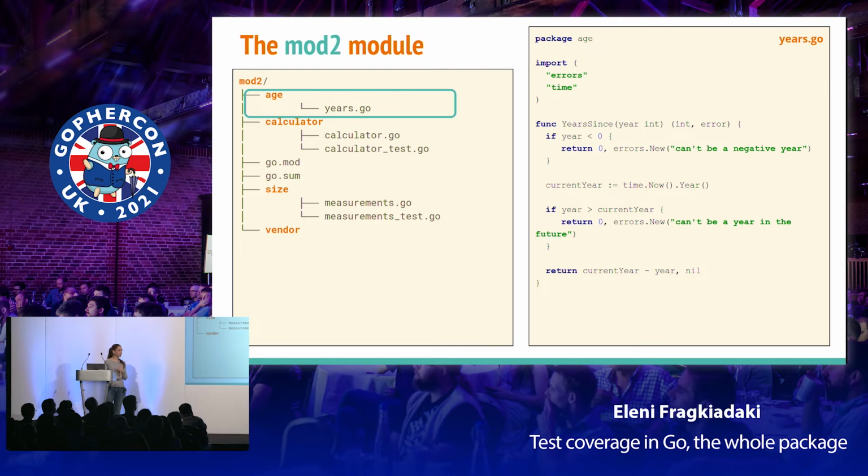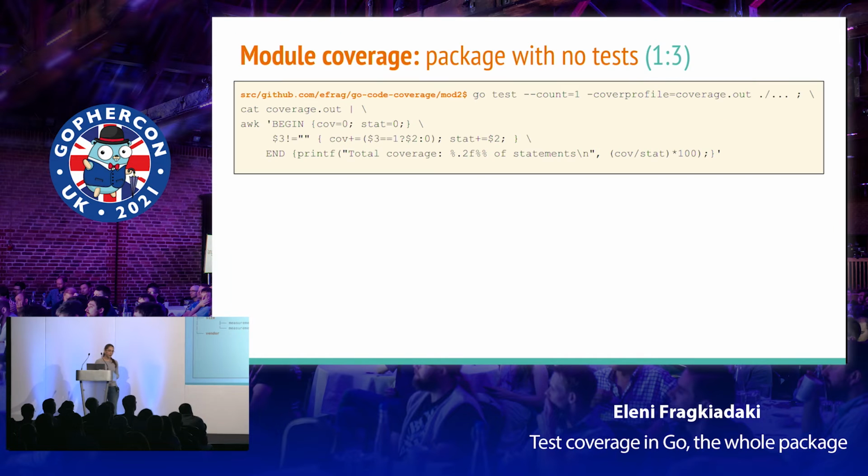Years.go has only one function. It calculates the years since a particular number that we assume is actually a year. It does some calculations around whether it is a negative year or in the future, and does some erroring. Otherwise, it just calculates the number of years and returns. So basically, we have added lines of code in our module right now.